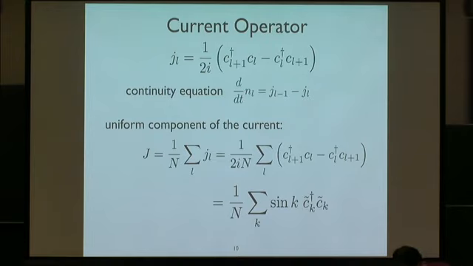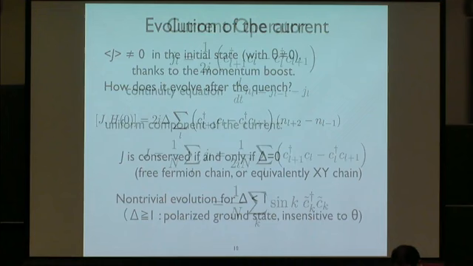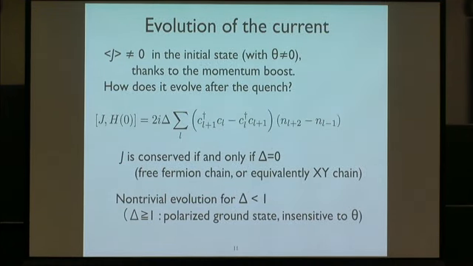So in this problem, the initial state is given by the ground state of the Hamiltonian with flux, which is equivalent to the ground state of the Hamiltonian with zero flux, and then you shift the momentum. So you can see that the expectation value of this one should be non-zero in the initial state. Okay. Then I do this time evolution with respect to the post-quench Hamiltonian without any flux.